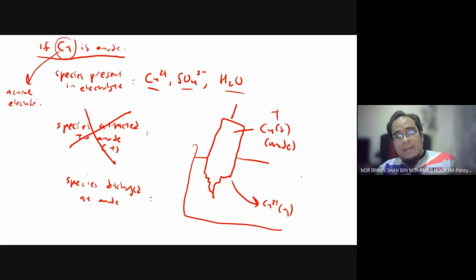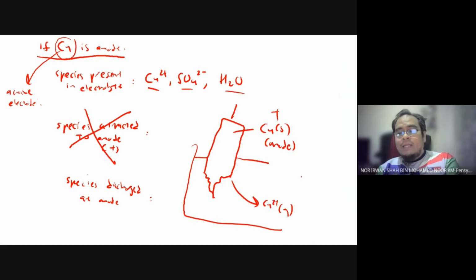Kalau kita guna platinum sebagai anode, apa jadi? Kita akan dapat gas bubble. Sebab kenapa? Sebab air akan dipilih untuk dioksidakan, dapat oksigen gas. Tapi kalau anode adalah copper, what happen actually? Copper anode itself akan undergo oxidation dan dia akan oxidize jadi copper 2+.